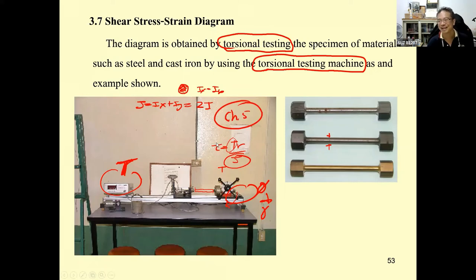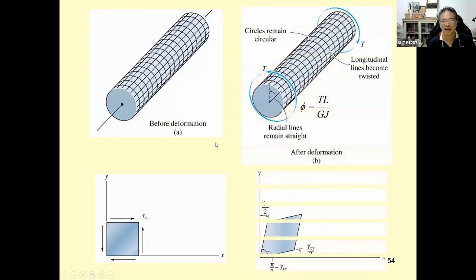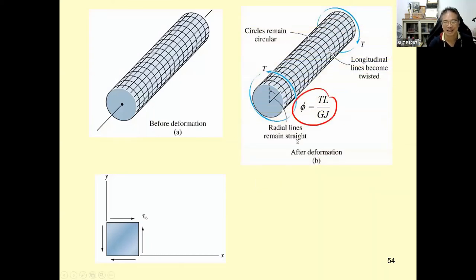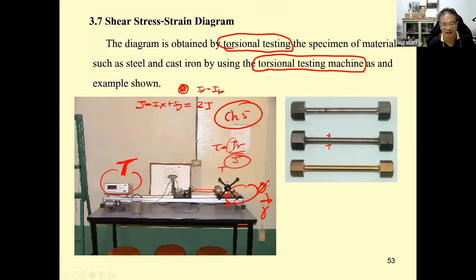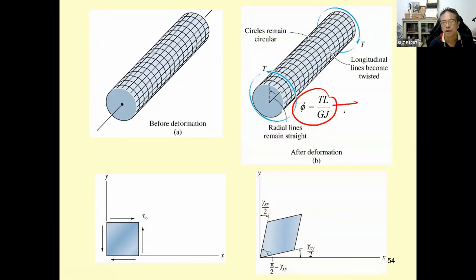But roughly, this is going to be the angle of twist, what I just showed you over here. This is phi. The angle of twist will be used to determine the shear strain, and we will talk about this in chapter 5.